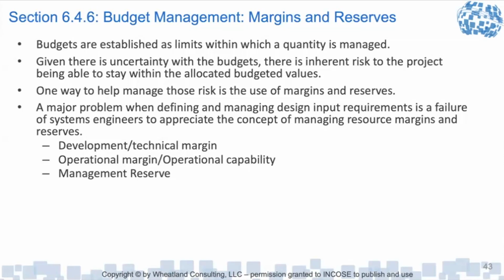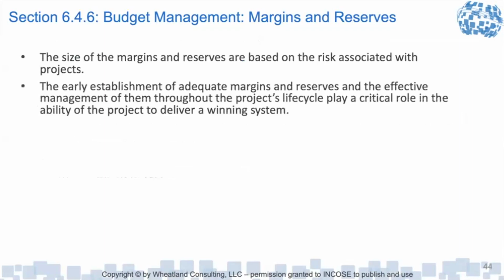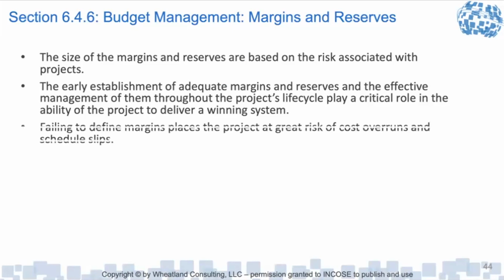And then there's the management reserve issue. All the uncertainties that happen as we're developing products, the unknowns, may cause us to have to do additional rework. That's going to hit our budget and our schedule. So we need to include those management reserves as well. The size of the margins is based on the risk associated with the project. Early establishment of adequate margins and reserves and the effective management of them through the product's lifecycle play a critical role in the ability of the project to deliver a winning system. Failing to define margins places the project at risk of cost overruns and schedule slips.